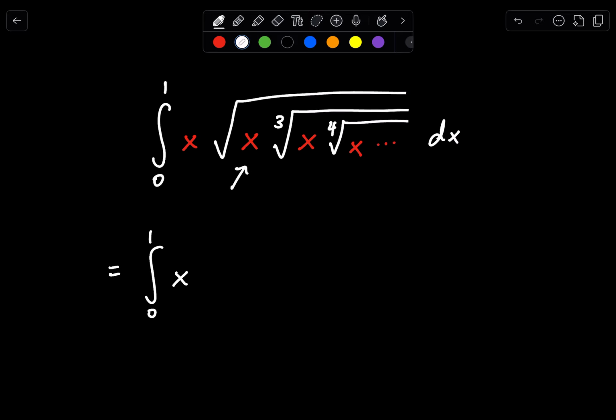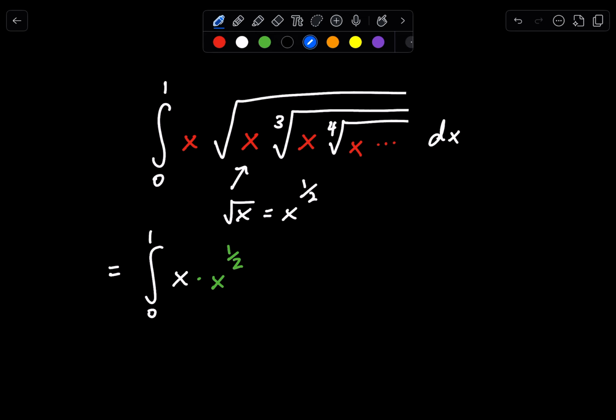Now, what is the square root of x? The square root of x can be denoted with a fractional exponent, like this. It's x to the power of 1/2, just like that. So we can say that this is equal to x times, I'm going to switch to green, x times x to the power of 1/2.